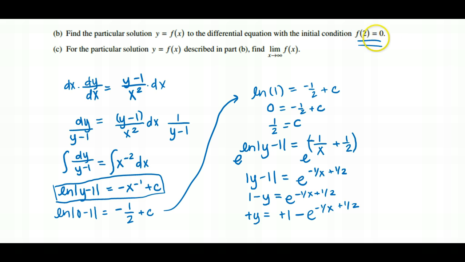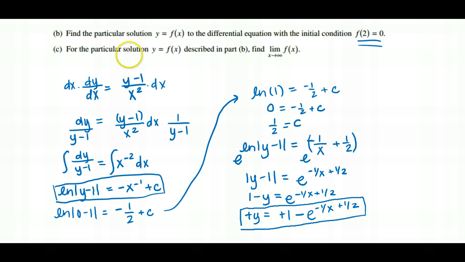We can check our answer to make sure the initial condition works. If I substitute in 2 for x, this becomes negative 1/2 plus 1/2. So that's 0. E to the 0, anything to the 0 is 1. So 1 minus 1 is 0. That gives me out what I need, this y value of 0. So I know that this is my final answer. Y equals 1 minus e to the negative 1 over x plus 1 over 2. So that's my answer to part B.